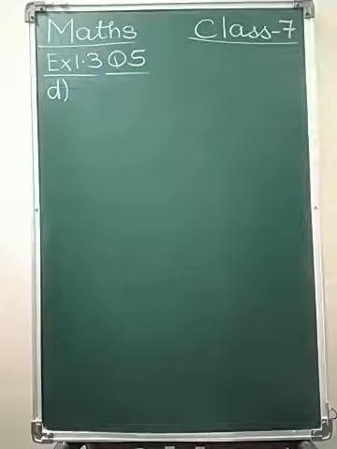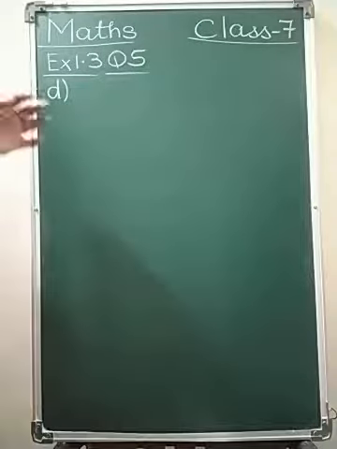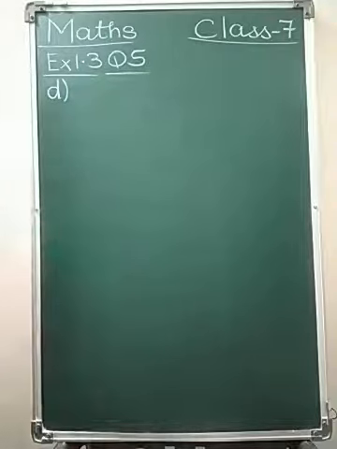Okay, we will be moving towards question number D. Question number C is again with the associative property. You can see it in the notes. Only we have to associate the numbers and then we have to find out the product. So question number D.